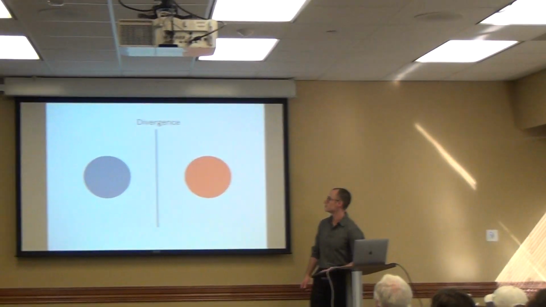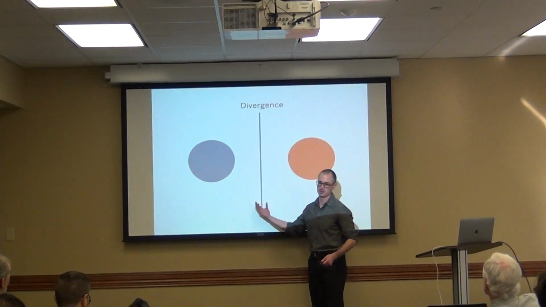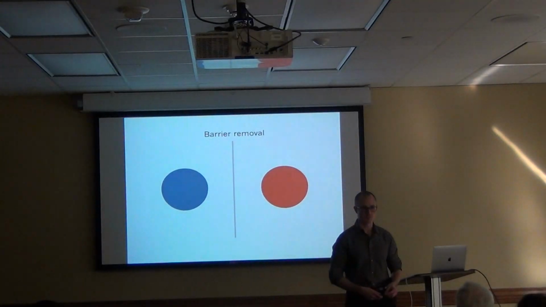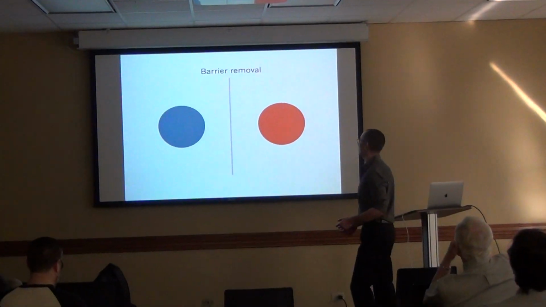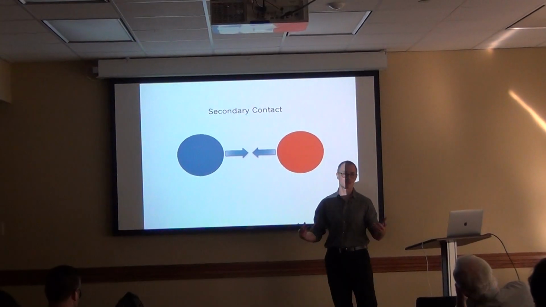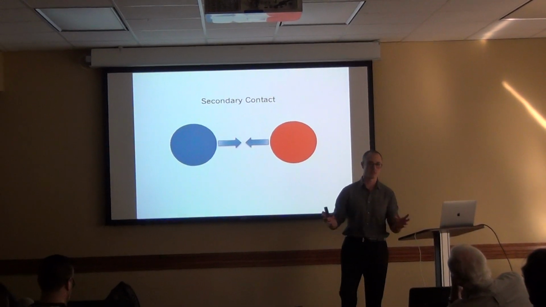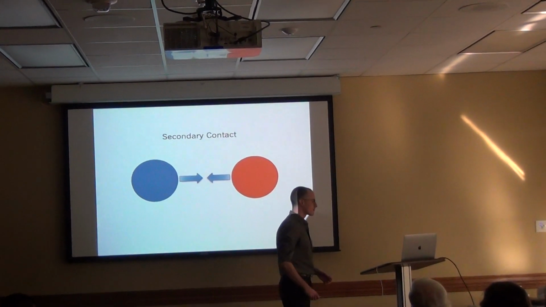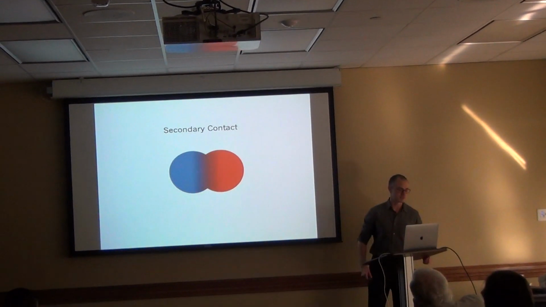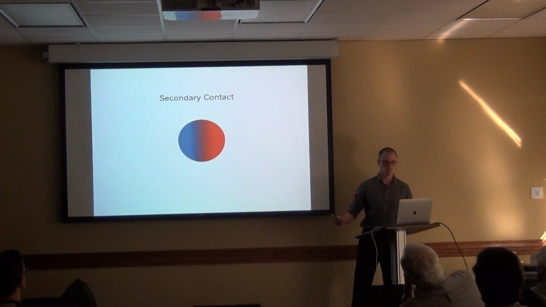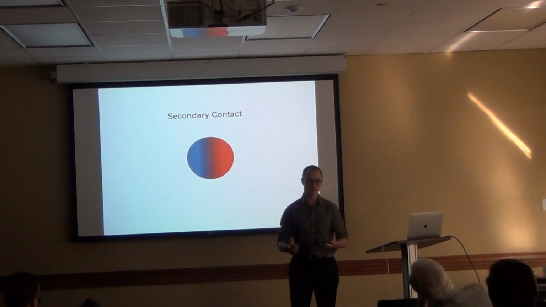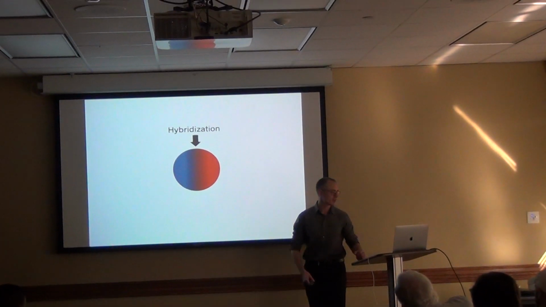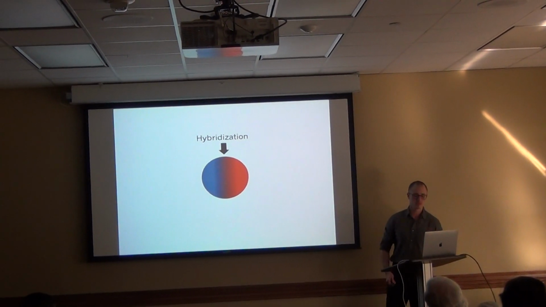So what happens if this barrier that is separating them disappears and becomes permeable, and they come into a secondary contact? So they've been separated for a lot of time, and now they can come back together. So then what happens is they can begin to reproduce with each other, they can begin to hybridize. So now we have a hybridization event happening here.